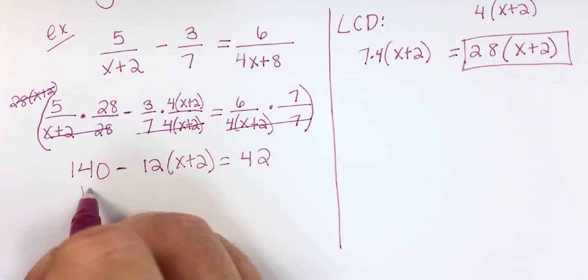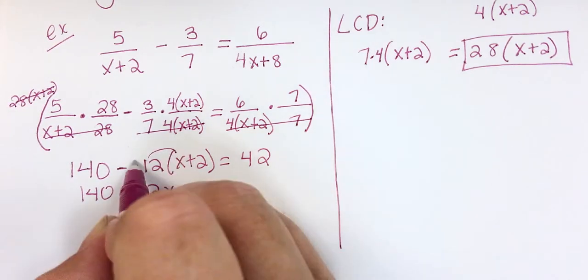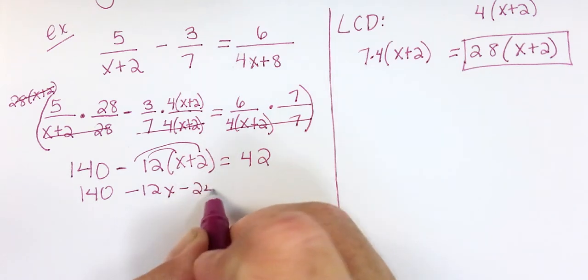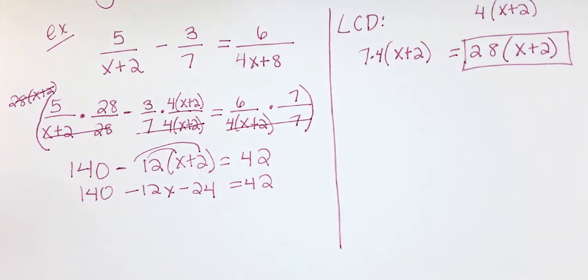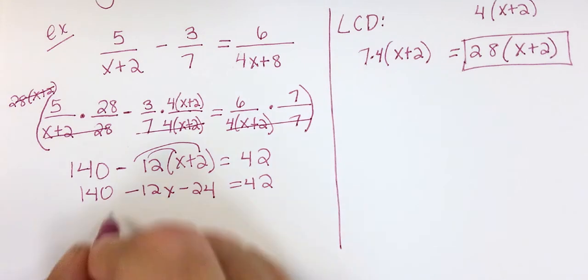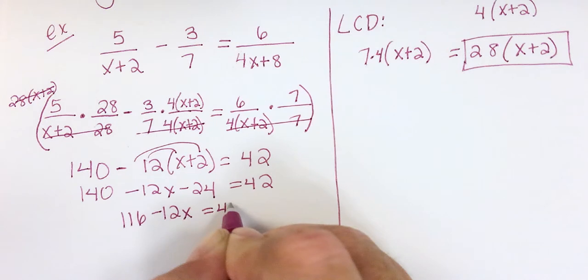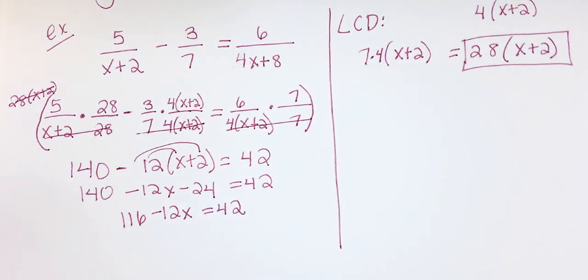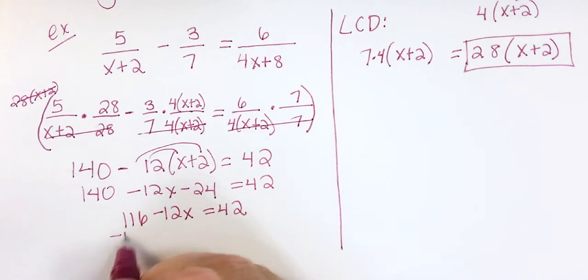So let's distribute. So this will be negative 12x, and this will be negative 24 equals 42. Now we're going to add like terms. So 140 minus 24 is 116 minus 12x equals 42. And it doesn't really matter the order there. You can put it however you want. And now we're going to, are we adding? No, we're going to subtract 116 from both sides.